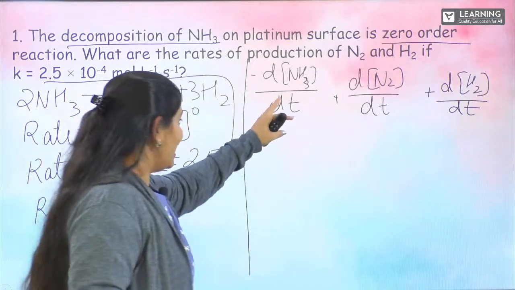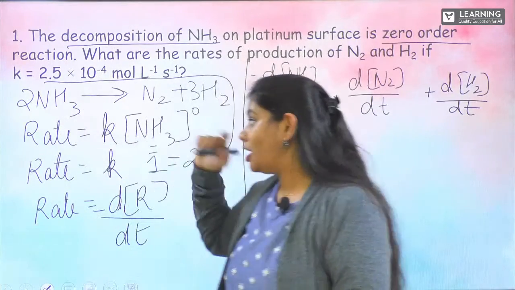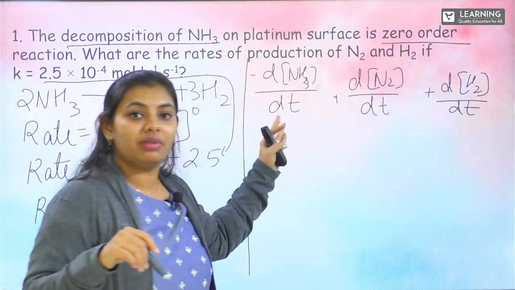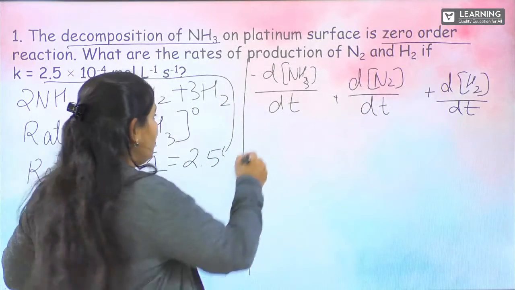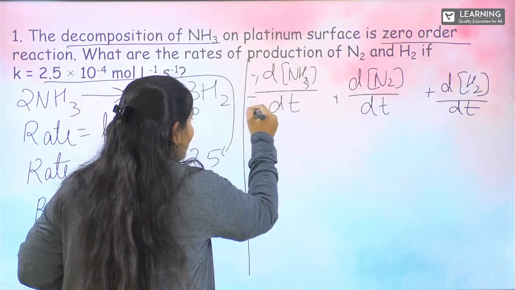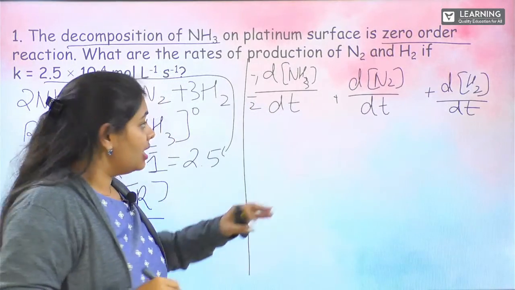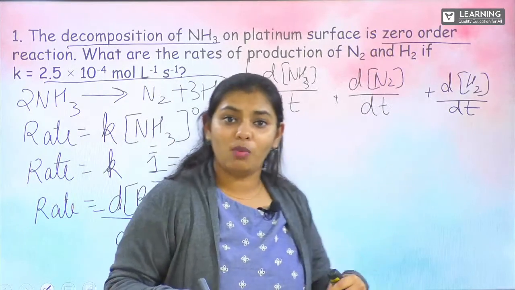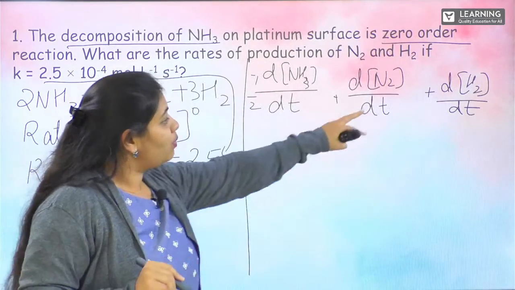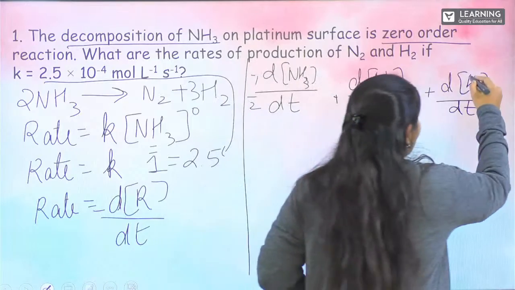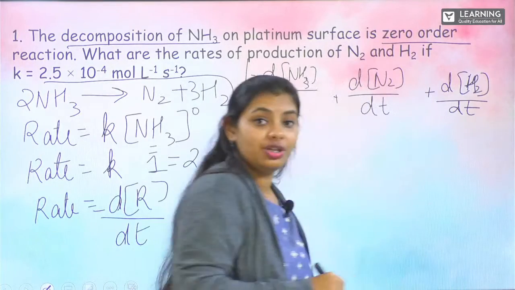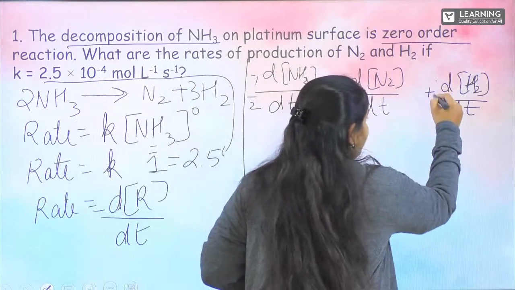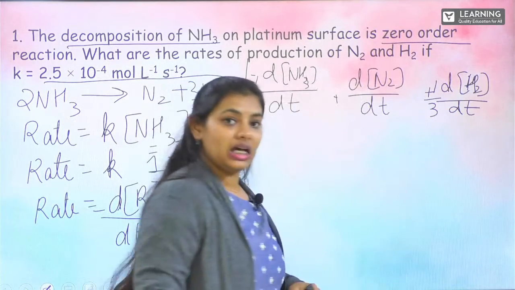Here, how many NH3 molecules are there? 2. So what will I be writing when I'm writing the derivatives of it? I will be taking it as 1 divided by 2. And how many N2 are here? There's only 1, so 1 divided by 1 is going to be 1 itself. And when I'm talking about H2, how many H2 molecules can you find in the reaction? There are 3, right? So I'm going to divide it by 1 by 3.